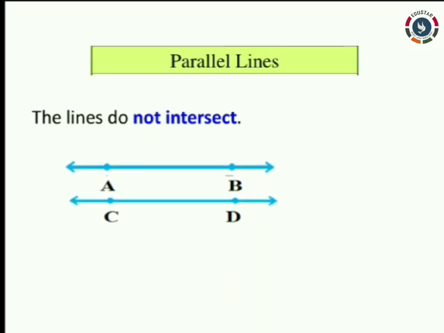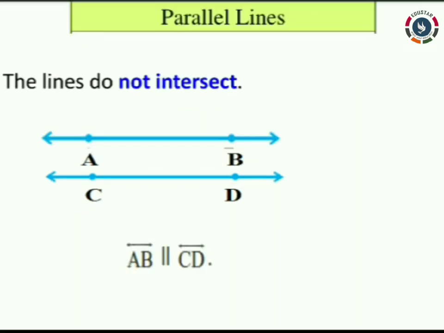Next concept is parallel lines. What is meant by parallel lines? Lines in the same plane that do not intersect or cross each other, which means the lines do not intersect. Look at this diagram. Here you are having two lines, right? Will the two lines intersect anywhere? No. The two lines do not intersect anywhere. So these kinds of lines are called parallel lines.